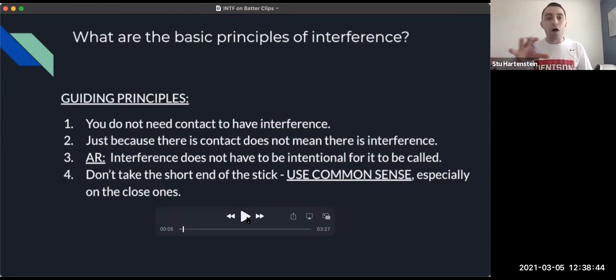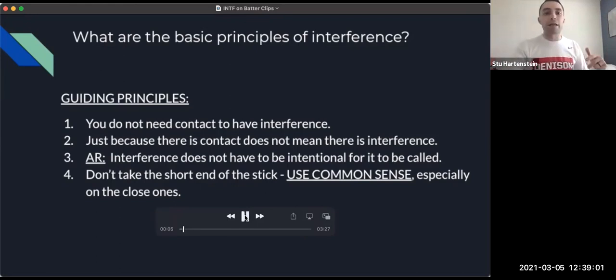The last thing that I'll also add here is to make sure that we continuously use our eyes. That's one of our focal points for 2021. Proper use of eyes will help us make sure that we see enough of the play to get us to the right ruling based upon these guiding principles.